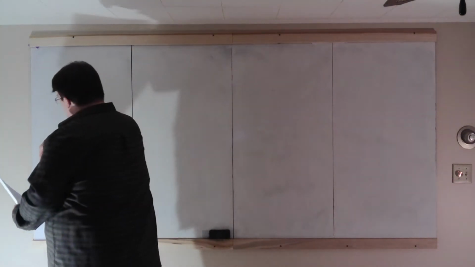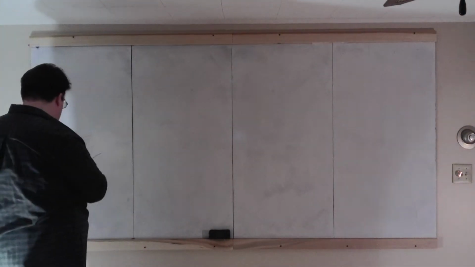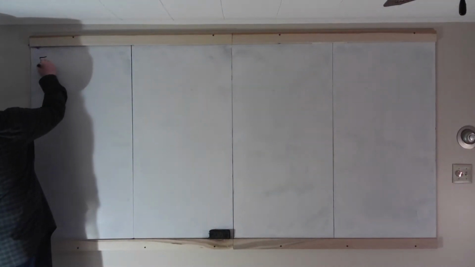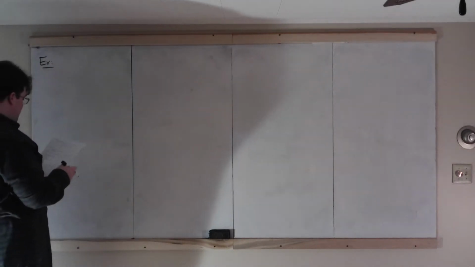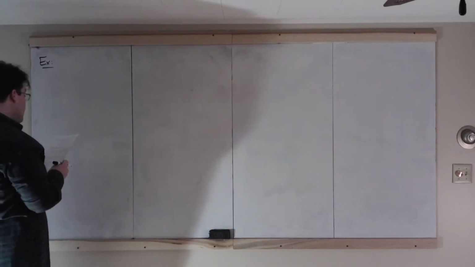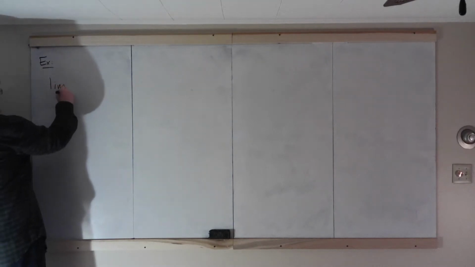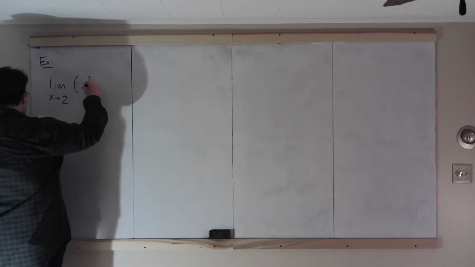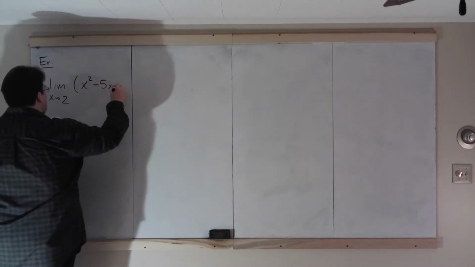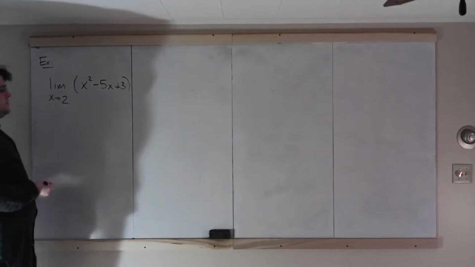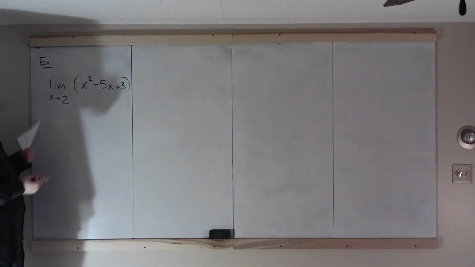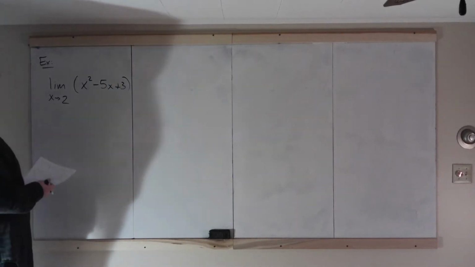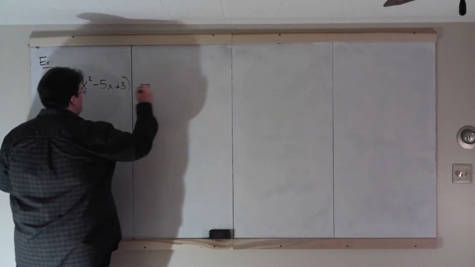I want the black marker. So let's do a couple examples. Let's do, how many examples? Let's do 2 examples. Limit as x approaches 2 of x squared minus 5x plus 3. Now, you could graph this using a completing the square and then use a graph to figure out the limit. But I would guess that the algebra will be easier. So I'm going to do it using the algebraic limit laws.